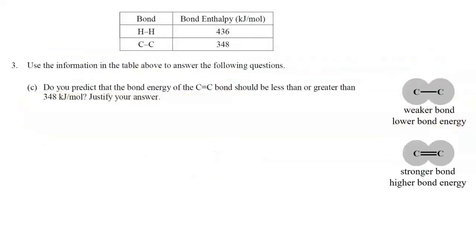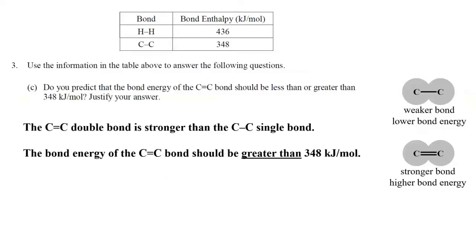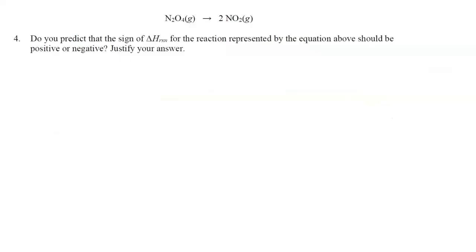We would expect a double bond to be a little bit shorter and stronger than a single bond. So the carbon-carbon double bond is stronger than the carbon-carbon single bond, and should require more energy to break. So the bond energy of the carbon-carbon double bond should be greater than 348 kilojoules per mole, which is that of the carbon-carbon single bond. All right, now let's move on to question 4.